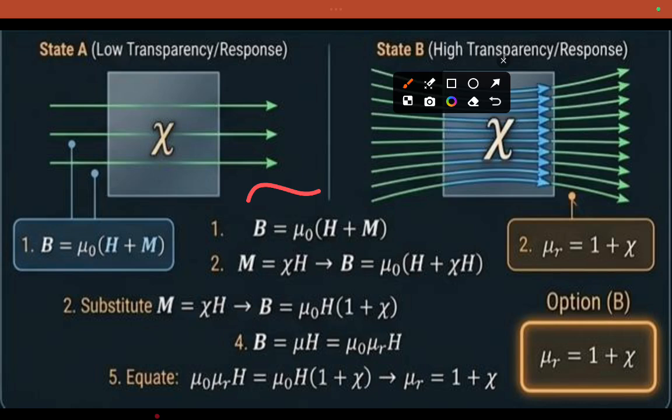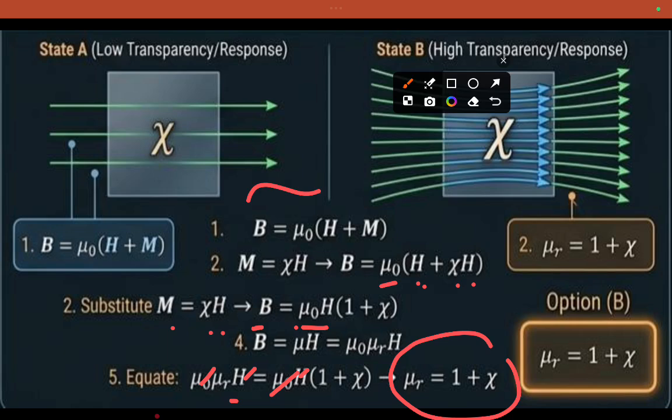So here, B equals mu naught of H plus chi H, since M equals chi H. Then B equals mu naught H of 1 plus chi. So the answer we got is mu r equal to 1 plus chi. Mu naught mu r H equals mu naught H times 1 plus chi, so mu naught H will be cancelled. So mu r equals 1 plus chi.